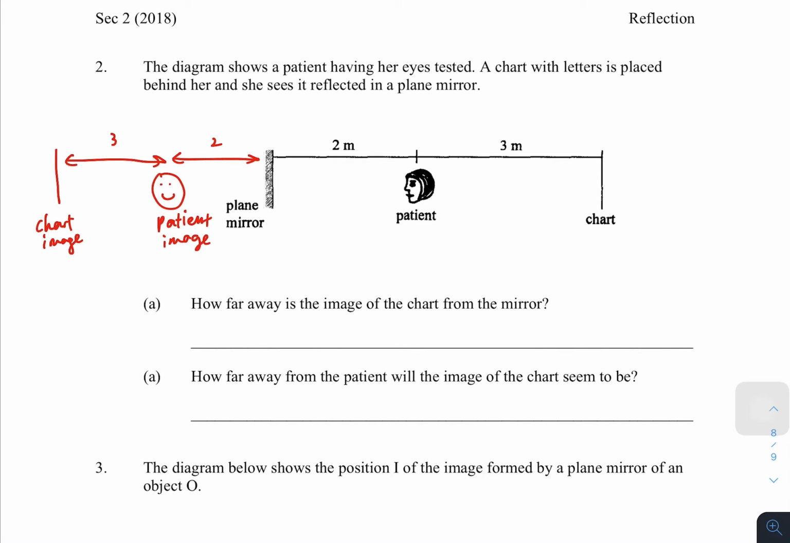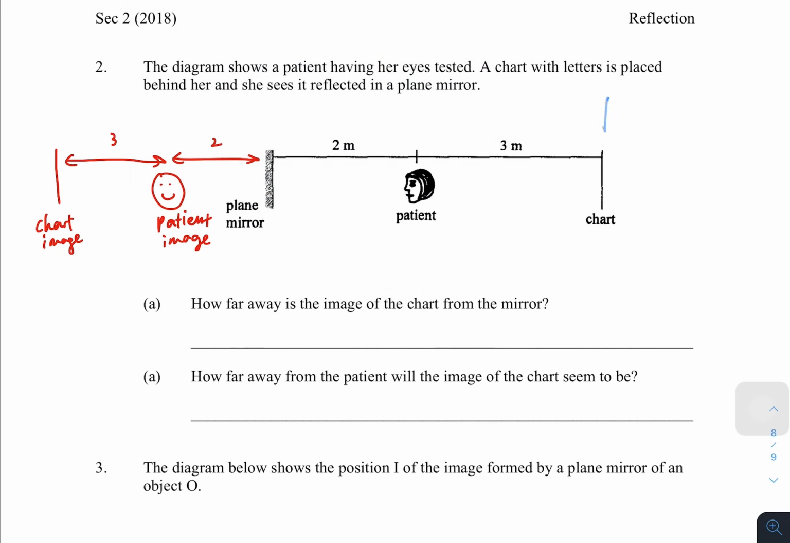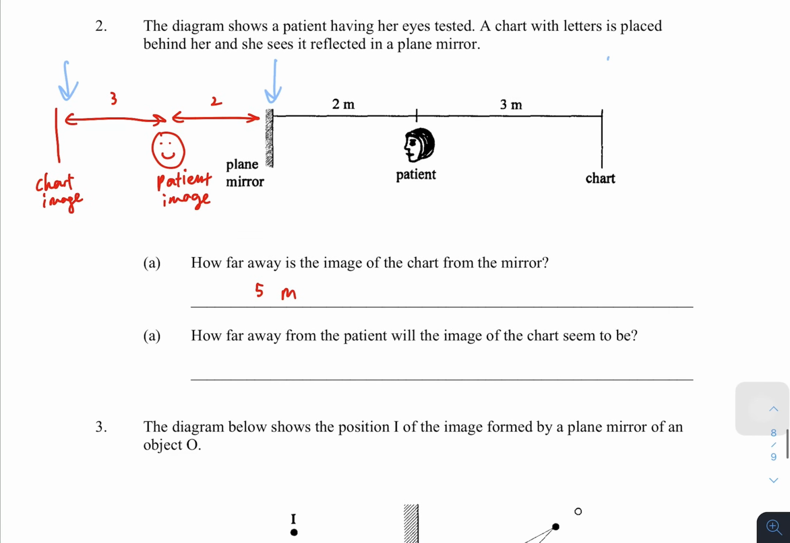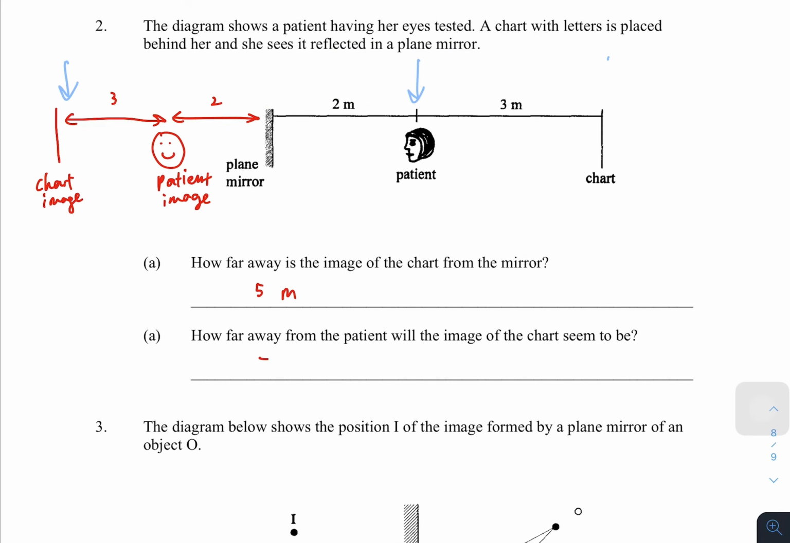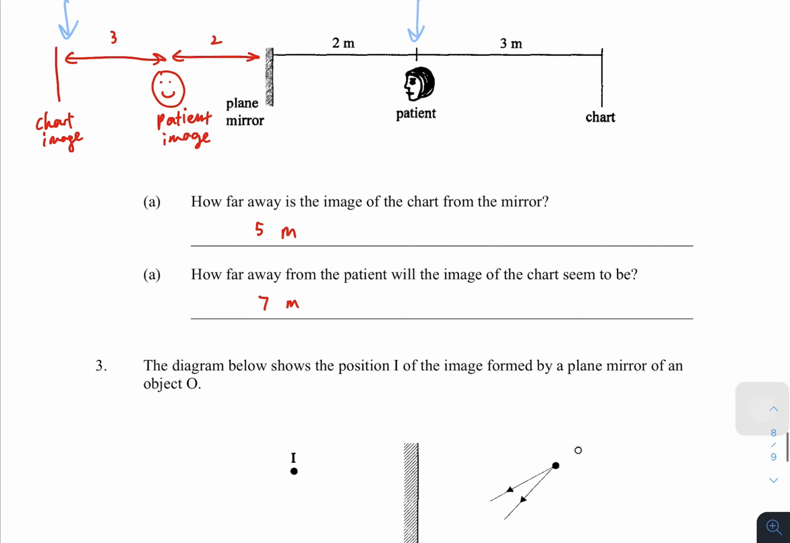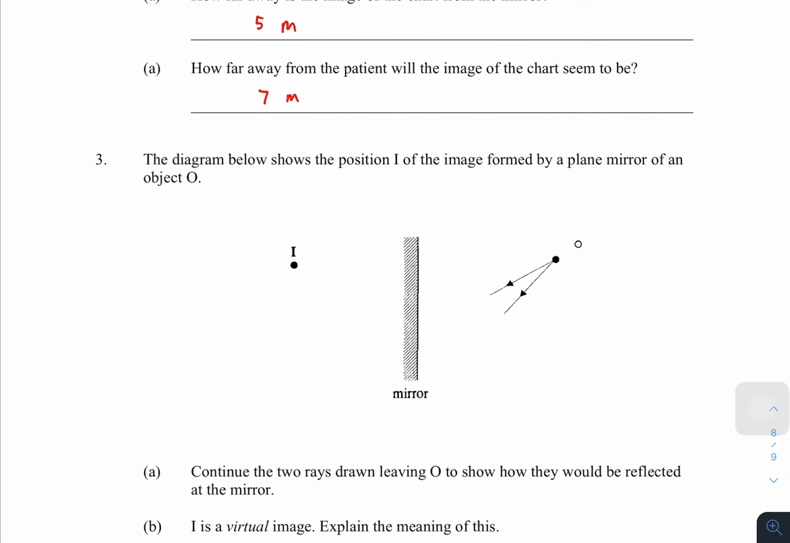Now how far away is the image of the chart from the mirror? So from the image of the chart to the mirror would be 3 meters plus 2 meters, so this would be 5 meters away. How far away from the patient will the image of the chart seem to be? So from the patient to the image of the chart will be 3 plus 2 plus 2, 7 meters. Okay, 7 meters apart. Question 3, the diagram below shows the position of the image I formed by a plane mirror of an object O.